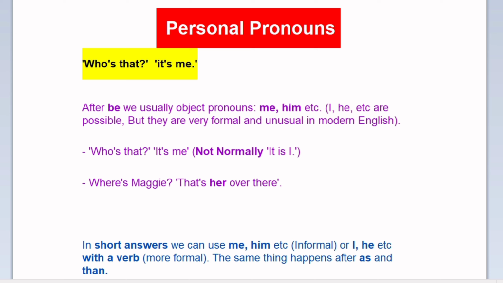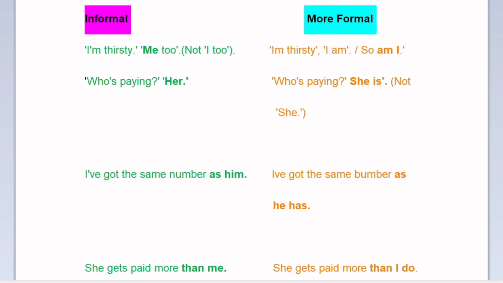Where is Maggie? That's her, over there. In short answers, we can use me, him, etc. informal, or I, he, etc. with the verb, more formal. The same thing happens after as and than. Informal: I'm thirsty. Me too, but not I too. More informal: I'm thirsty, I am too, or so am I.